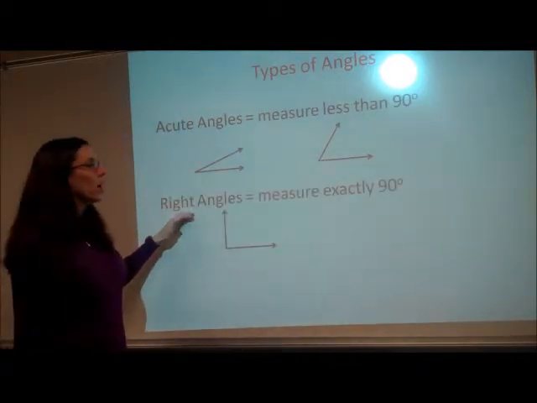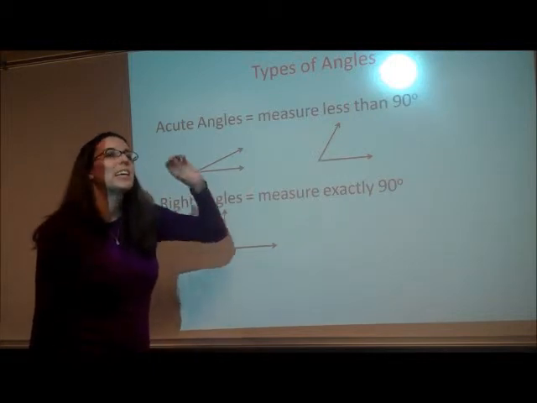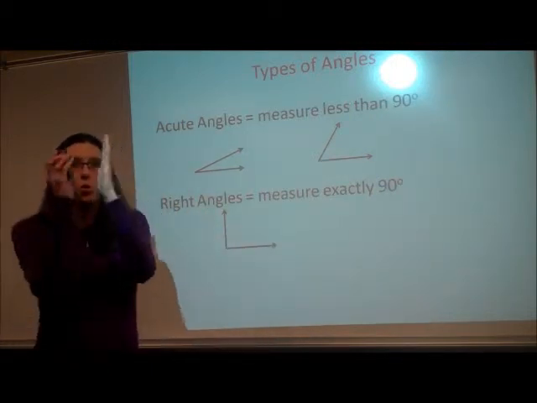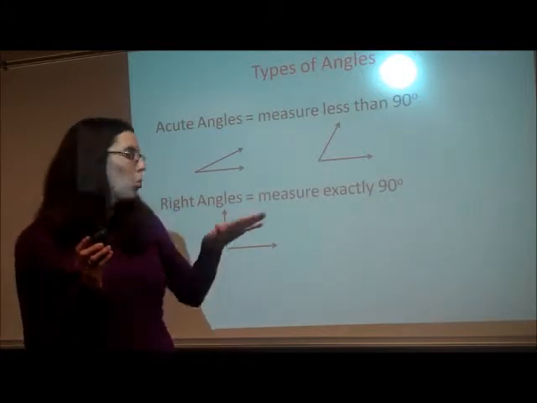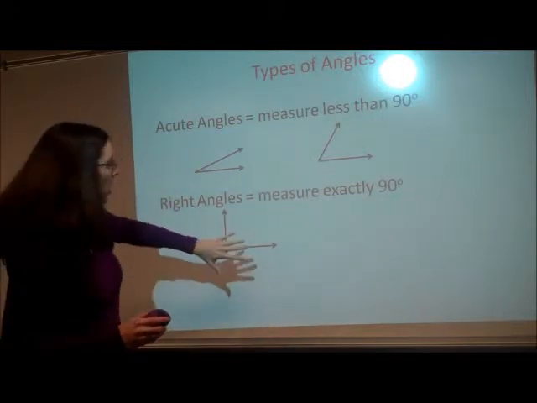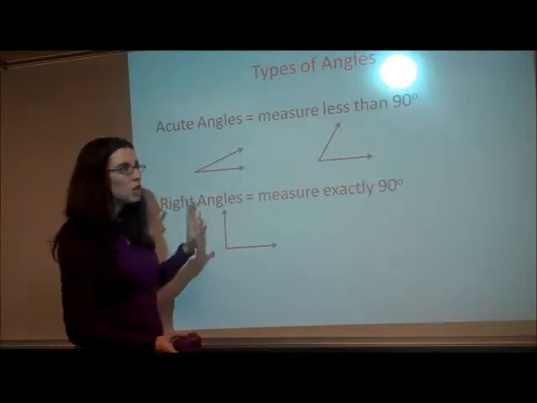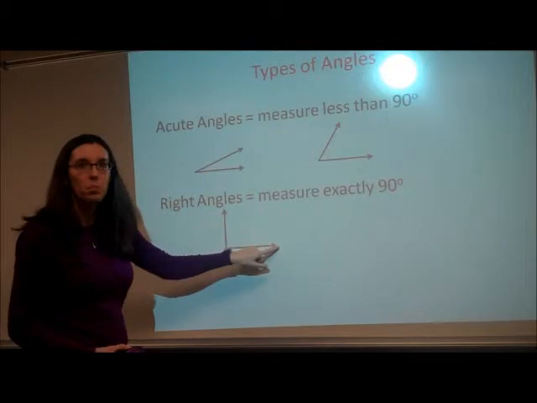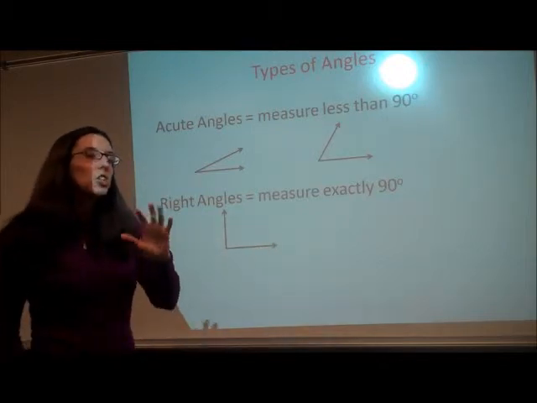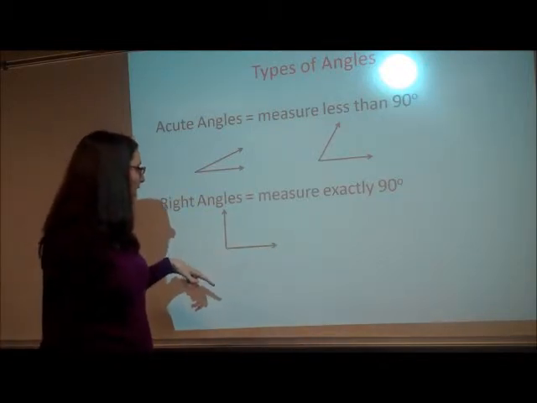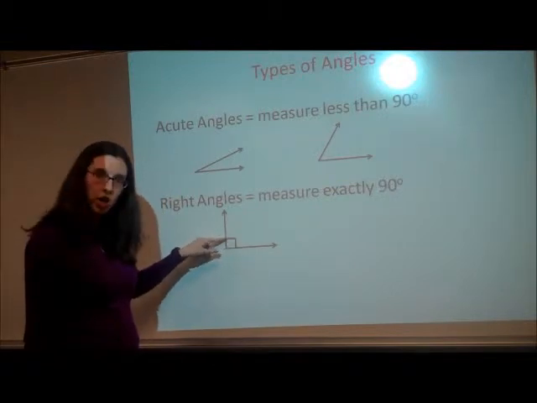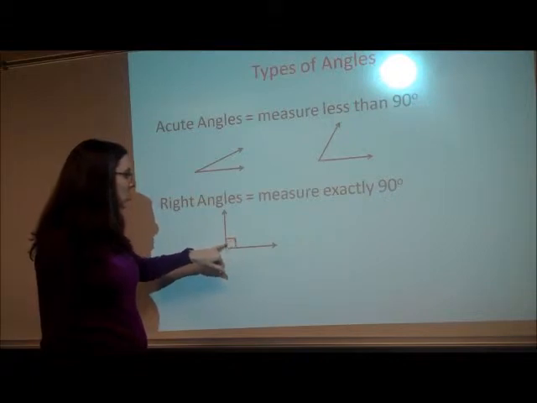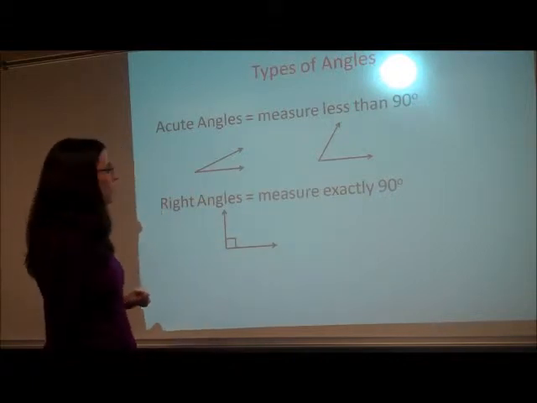We have right angles. These measure exactly 90 degrees. So it's going to be one ray coming straight up and down, one ray going perfectly horizontal. Now this can be turned so that they're not exactly horizontal and vertical, but they will be in this shape. To show you that this forms a right angle, we put a little corner in here. Anytime you see this, that means that this angle is a right angle.